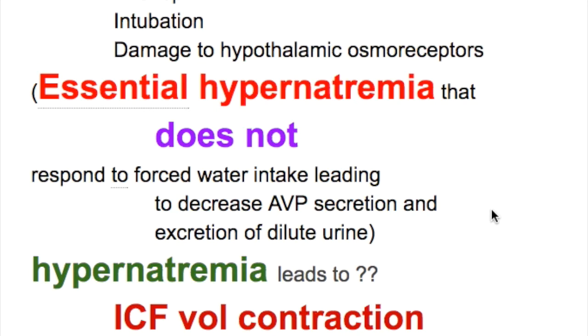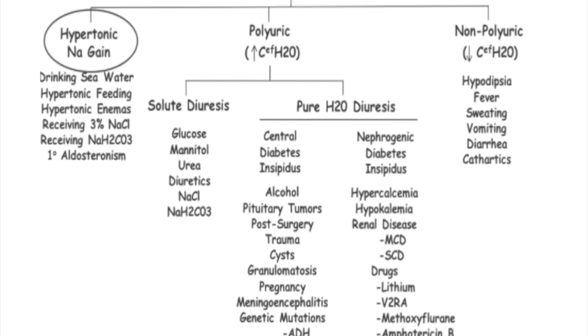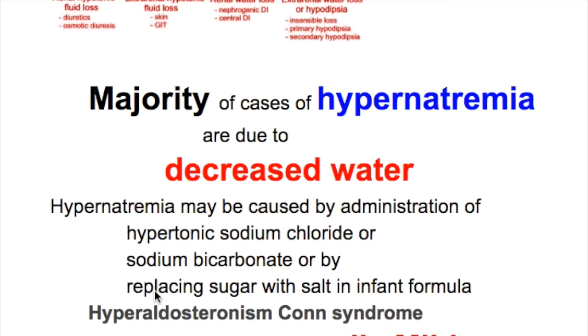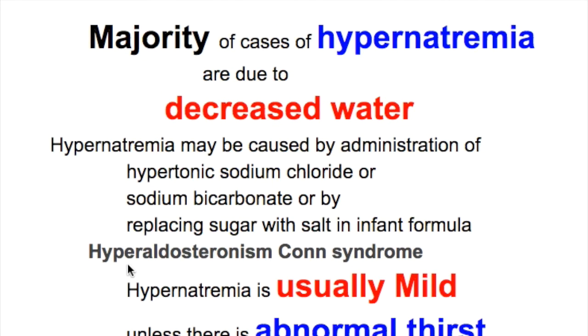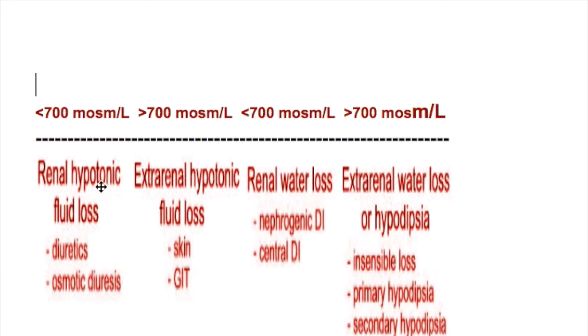So what's essential hypernatremia? Essential hypernatremia occurs due to damage in the hypothalamic osmoreceptor that does not respond to forced water intake, leading to decreased vasopressin secretion and excretion of dilute urine. Hypernatremia may be caused by replacing sugar with salt in infant formula. It may also be caused by hyperaldosteronism or Conn syndrome.